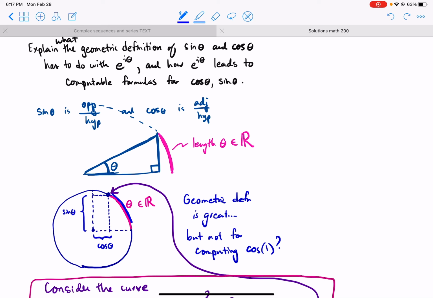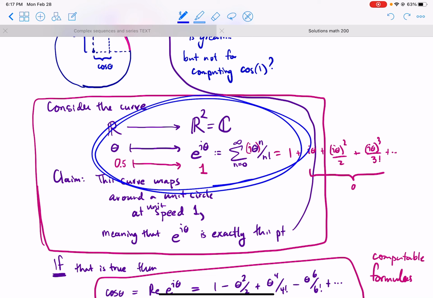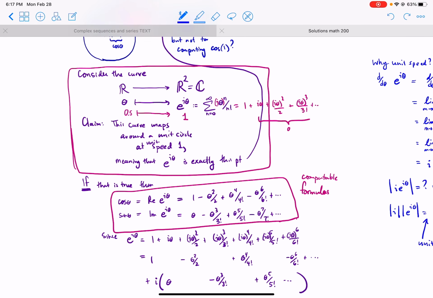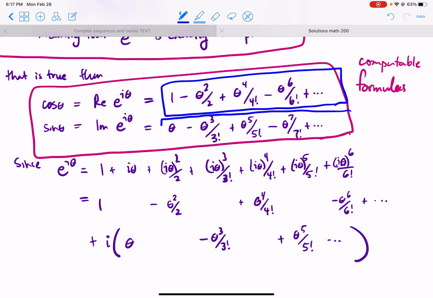An angle is the length of this circular arc. And we proved that this curve actually exactly encodes that geometry. Now that's great because the real part and the imaginary part have these explicit formulas. Yes, they are infinite series, but they are absolutely convergent. And so we can plug in anything we want and get any cosine and sine that we want, to our heart's desire of accuracy. This is great.